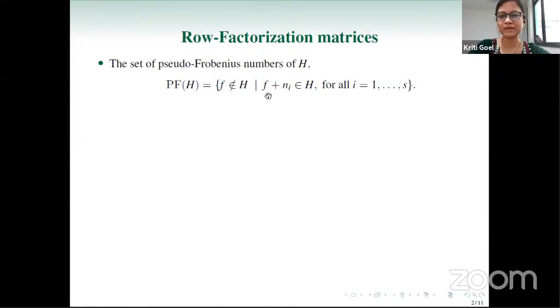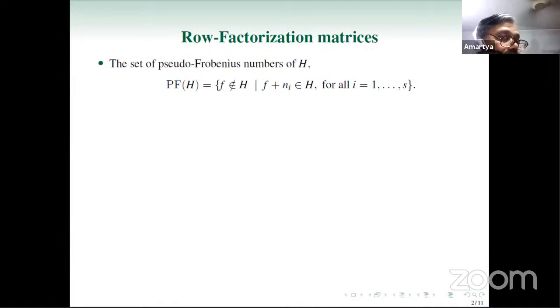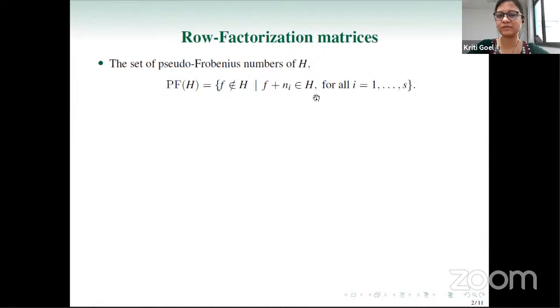We have this element F from the gap set which satisfies the property that F plus any of the generators of the numerical semigroup should be an element of the numerical semigroup. So instead of imposing this condition on every non-zero element, it's equivalent to have this condition on the entire generating set of the numerical semigroup. So we had n1 up till ns, so we had S generators. This means this condition, F plus ni being an element of H, gives us a set of S equations in S variables.